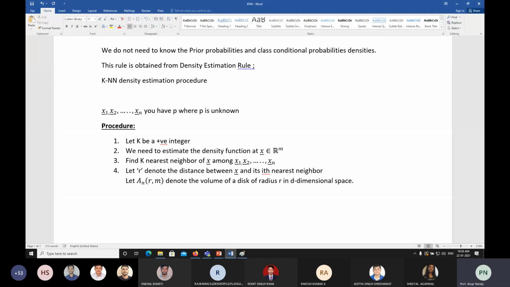So now this R is a function of n. So k is a function of m. That you can write as n, or A(r, m) also you can write, because this is a volume. So now this is a volume of a disk of radius r in d dimensional space. So now you have to compute this volume.